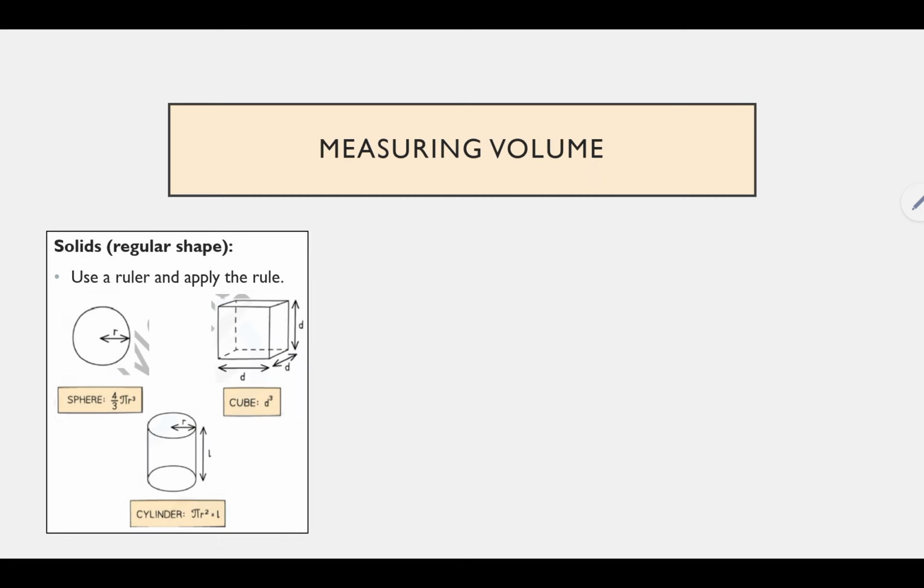Measuring volume. We have three kinds of things that we need to know how to measure the volume of. If I have a regularly shaped solid, all I need is a ruler. Then I'll apply the equation for that specific shape. So far, you need to know the shape of a sphere, a cube, and a cylinder. So please take a paper and a pen, write down the equations, know them very well, practice them on different kinds of examples. Sphere's equation is 4 over 3 pi r cubed. Cube is d cubed, and the cylinder is pi r squared times L.